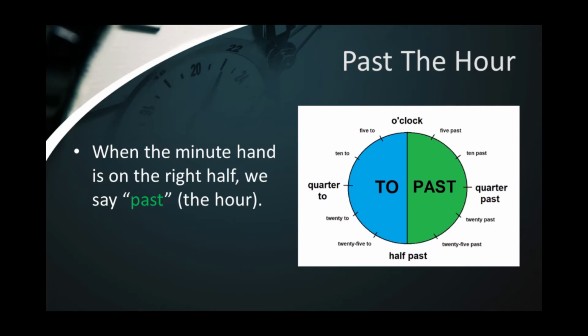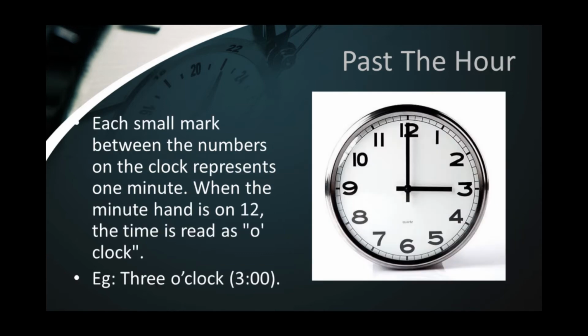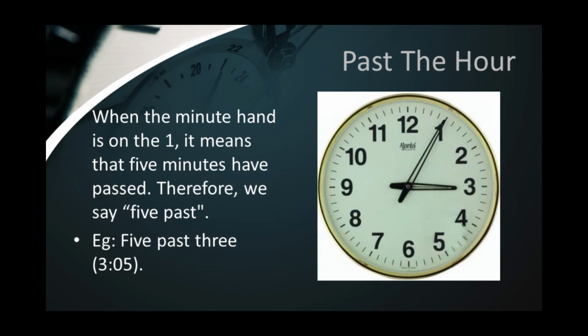When the minute hand is on the right half of the clock, we say past the hour. Each small mark between the numbers on the clock represents 1 minute. When the minute hand is on 12, the time is read as o'clock. For example, 3 o'clock. When the minute hand is on 1, it means that 5 minutes have passed, so we say 5 past. For example, 5 past 3. Another way of saying this is 3:05.